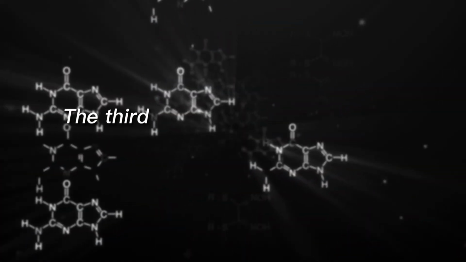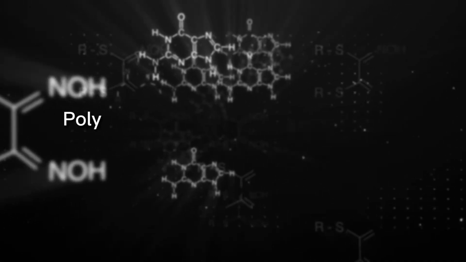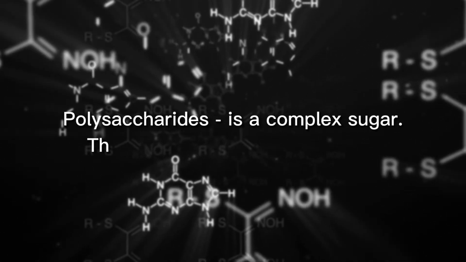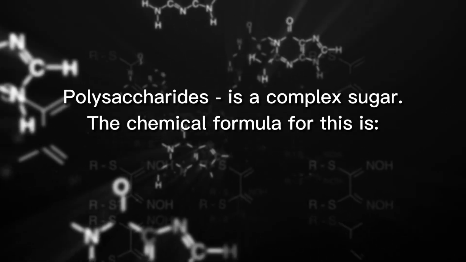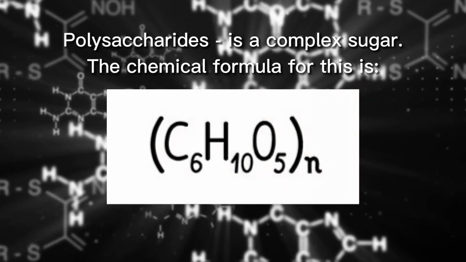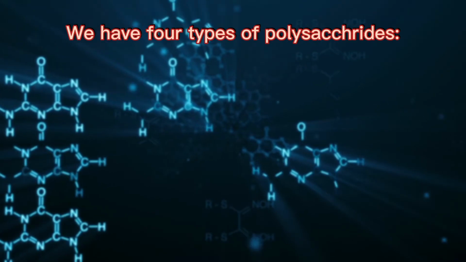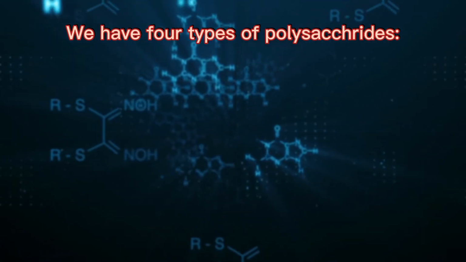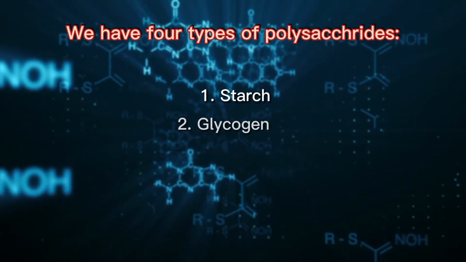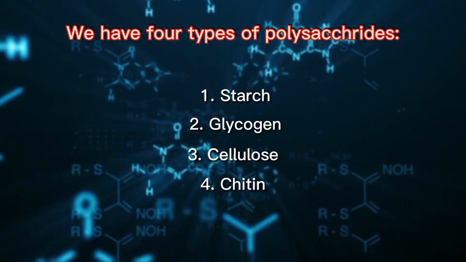The third type of carbohydrates is polysaccharides. Polysaccharides is a complex sugar. The chemical formula for this is (C6H10O5)n, where n is the number of carbon atoms. We have four types of polysaccharides. First, we have starch. Second is glycogen. Third is cellulose, and fourth is chitin.